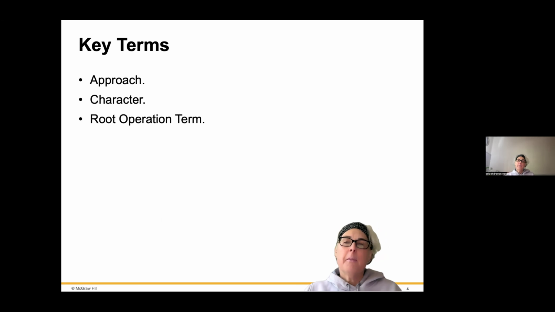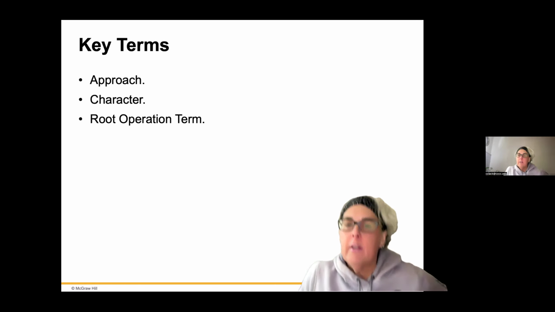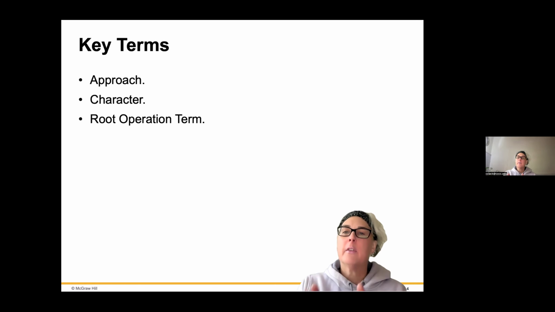So some of the key terms that we have are approach, character, and root operation term. These are must-know terms. The root operation term means that this is the PCS word that describes the objective of the procedure. What was the provider intending to accomplish? Were they removing something? Were they draining something, repairing something, replacing something? This is often a make or break decision in the code building process.